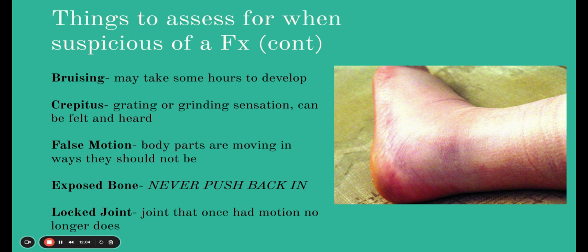Then you have false motion, which is body parts that are moving in ways they should not be. Like if your leg is moving where there isn't a joint, that would be false motion. Then we have exposed bone, obviously. That's a pretty obvious one. Never push it back in. Don't ever attempt to push it back in. Solid rule. Then we have locked joint. A joint that once had motion but no longer does. So it's kind of the opposite of false motion. It's like when your elbow should bend, but it no longer bends, or it's extremely painful to bend it.